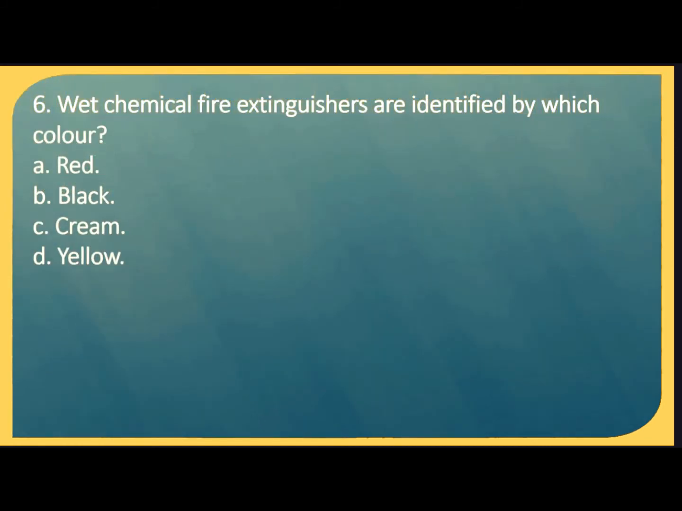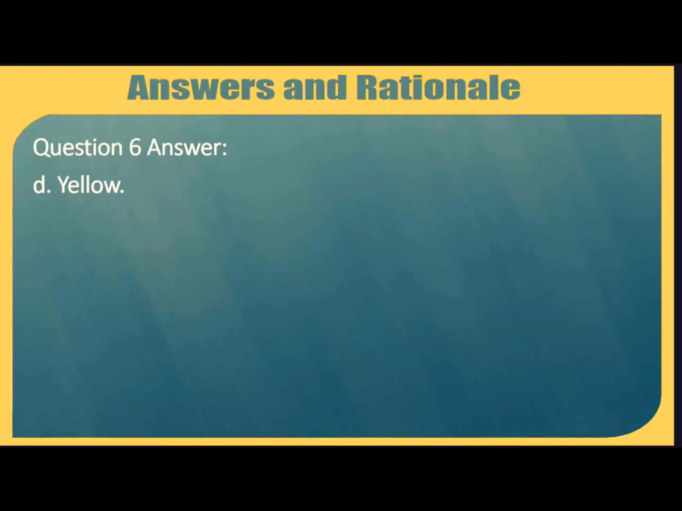Question 6. What chemical fire extinguishers are identified by which color? A. Red. B. Black. C. Cream. D. Yellow. Question 6. Answer D. Yellow.